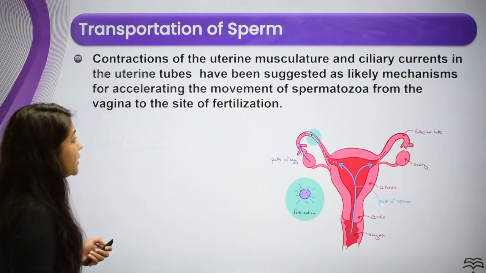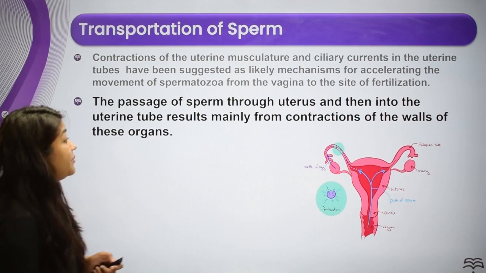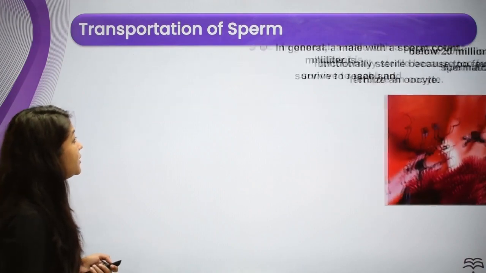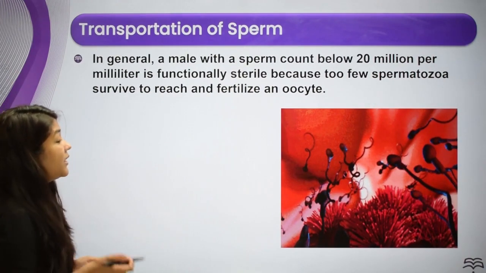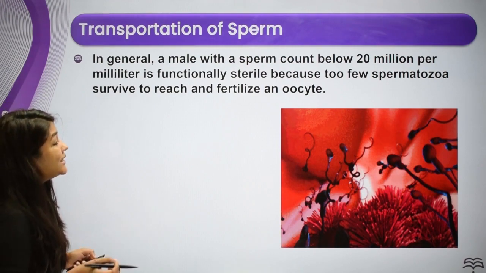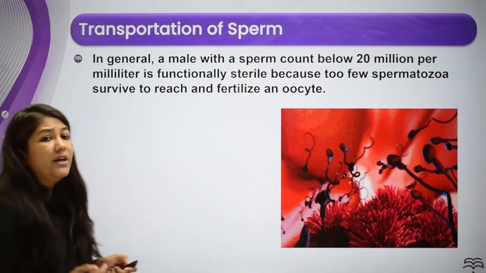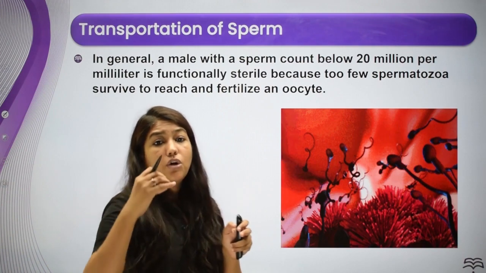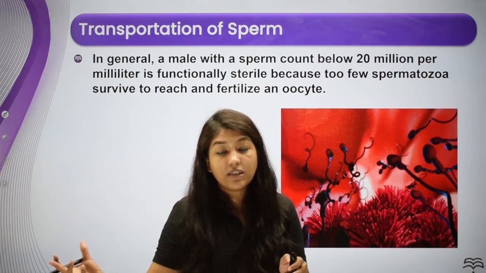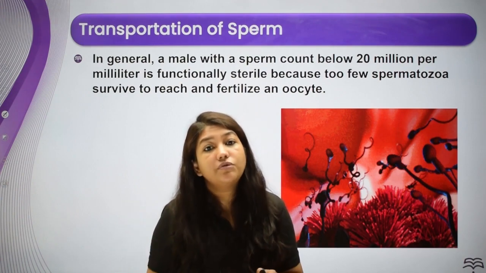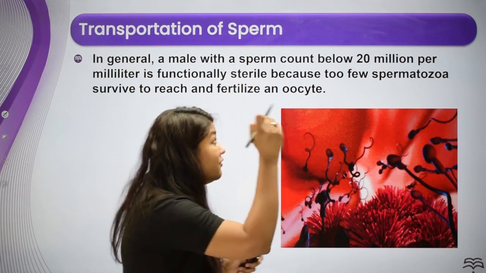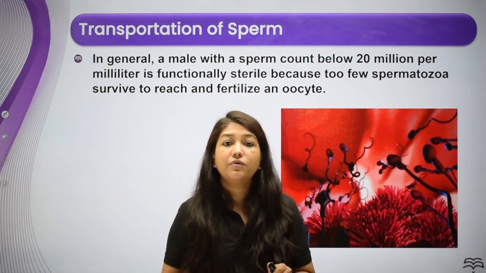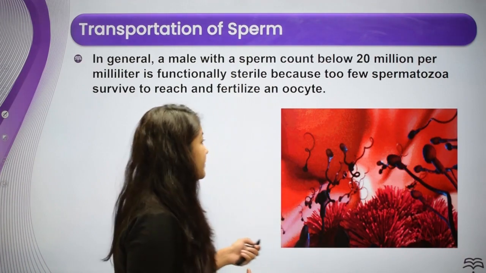Okay, all right. Next, the passage of the sperm through the uterus and then into the uterine tube results mainly from contractions of the walls of these organs. Now, in general, a male with a sperm count below 20 million per millilitre is functionally sterile because too few spermatozoa are going to survive to reach and fertilize an oocyte, right? We have already seen, 200 million spermatozoa were getting released, and out of that only 200 to 250 spermatozoa were able to reach the oocyte. Now, if the count is so low, if it is less than 20 million, then of course the chances of fertilization are going to reduce further.